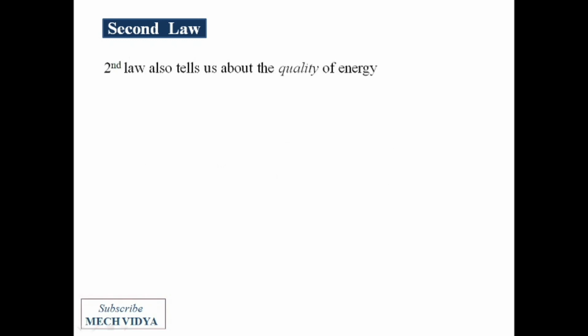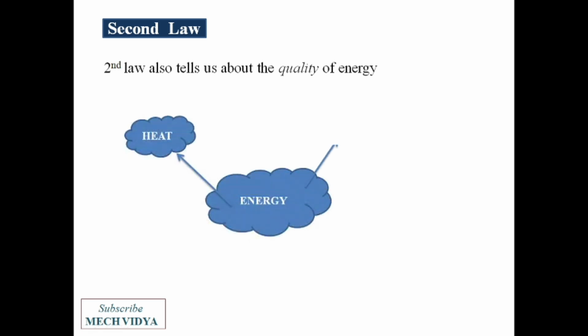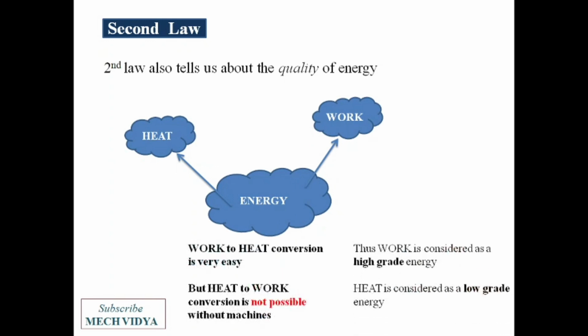See, the first law is concerned only with the quantity of energy and the transformation of this quantity from one form to the other. But the second law is concerned with both the quantity as well as the quality. For example, heat and work are both different forms of energy. However, they differ largely from one another based on quality. Work is generally considered a high-grade energy, and any kind of work done results in heat without any effort. But conversion of heat to work is not always possible naturally. We need specialized engines for this.